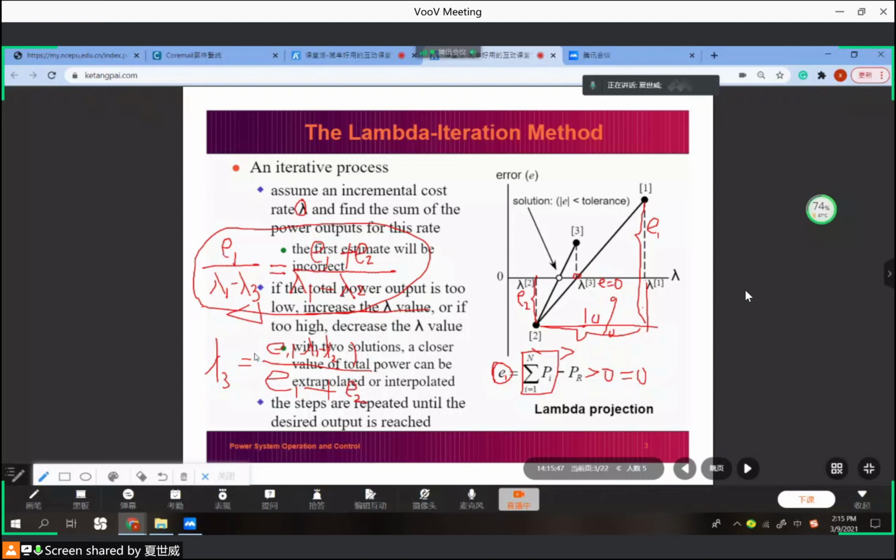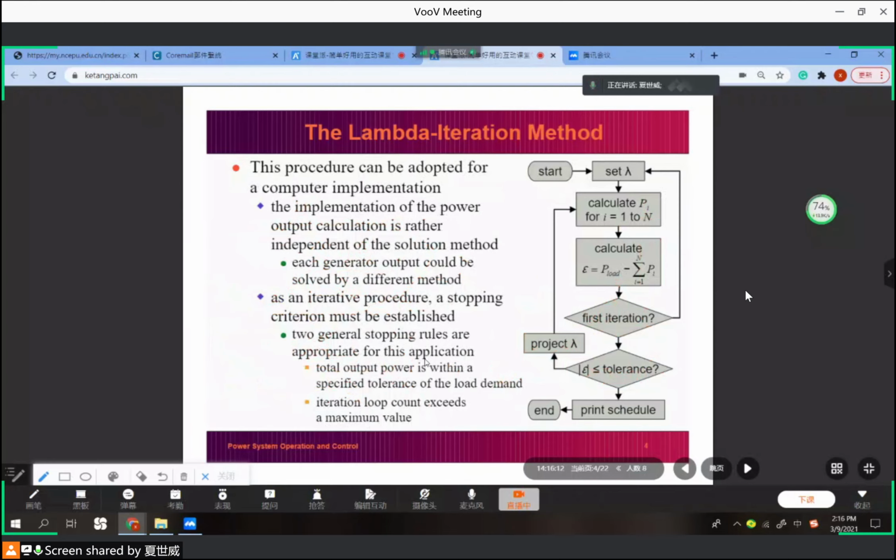Minus plus lambda 1. Yes, you can get how to calculate lambda 3. That means based on lambda 1, lambda 2, and E1, E2, you can calculate lambda 3. Okay, that means if you guess lambda 1 and E1, lambda 2 and E2, how to calculate lambda 3? Just like this. Okay.